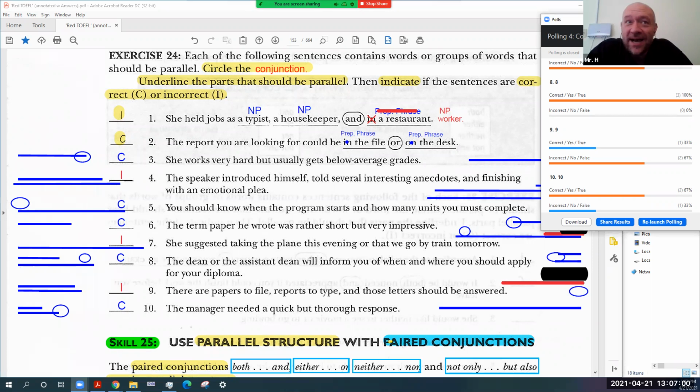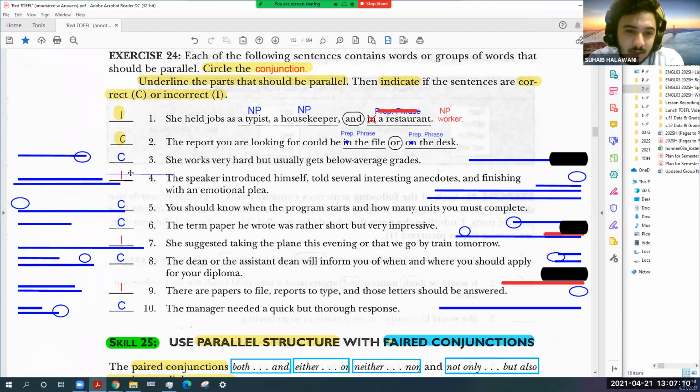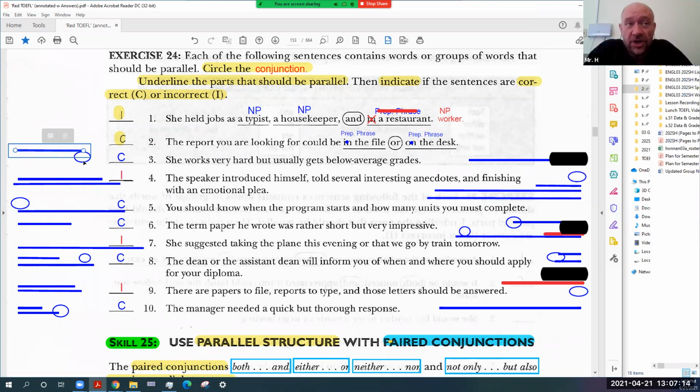Let's take a look at them, guys. Okay. So, Suhaib, let's start with number 3. Can you find the first structure? Where's the first structure? Let's start with the connector or the conjunction. Where's the conjunction? But. All right. Now let's find the 2 structures.